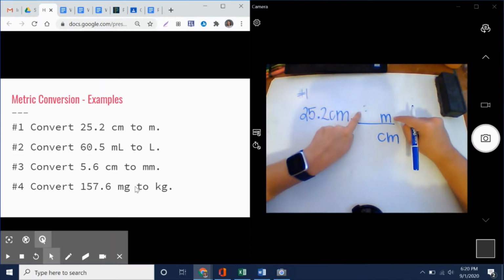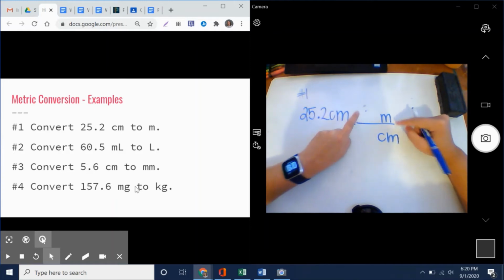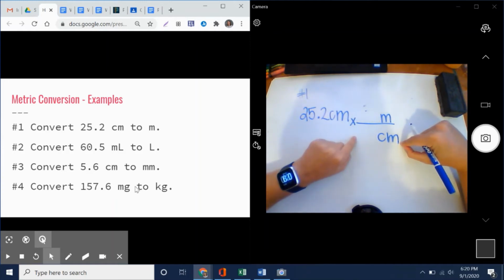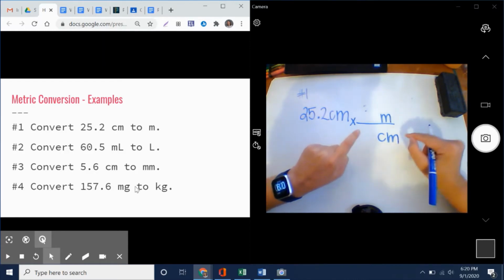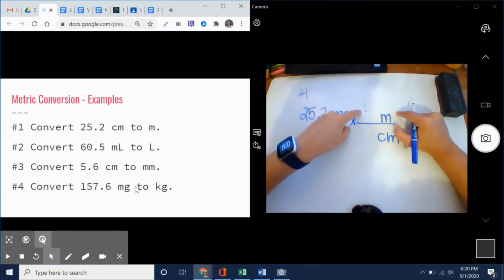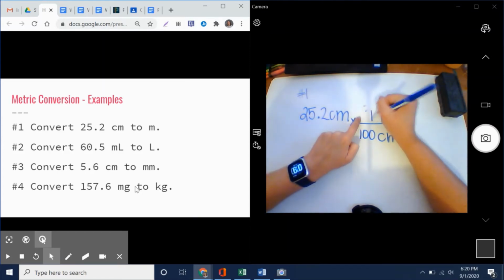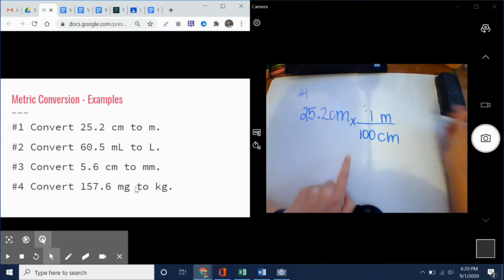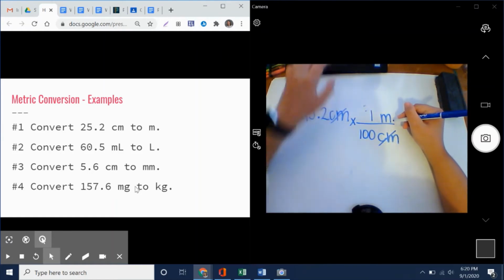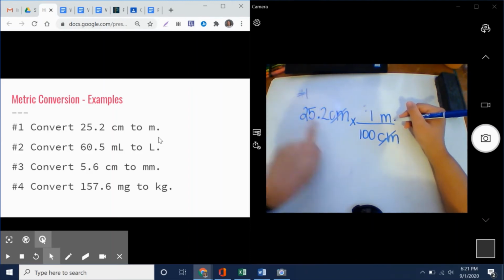Does it make sense to put 100 up top and say that 100 meter sticks fit into 1 centimeter? No, that doesn't make sense, right? But we can say that 100 centimeters fit into 1 meter. So 100 is going to go on the bottom. We'll put 1 meter up top. Centimeters and centimeters cancel. We have the unit we want. Notice that we want to end up with meters.